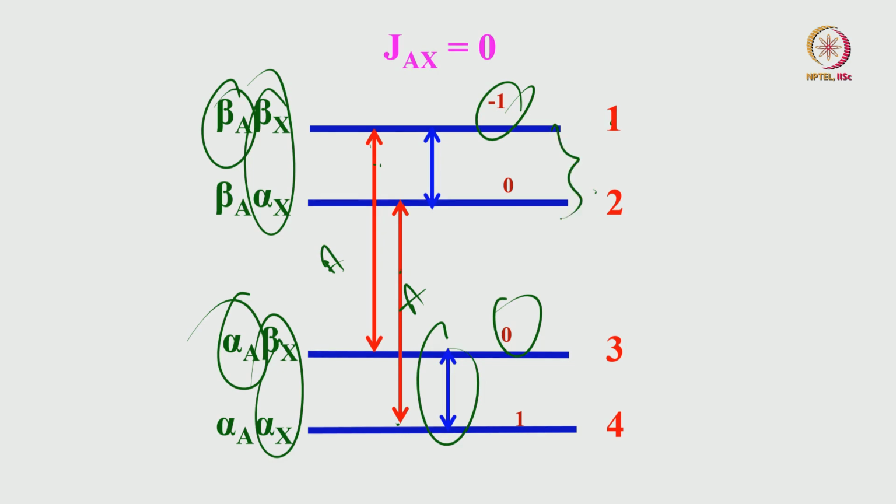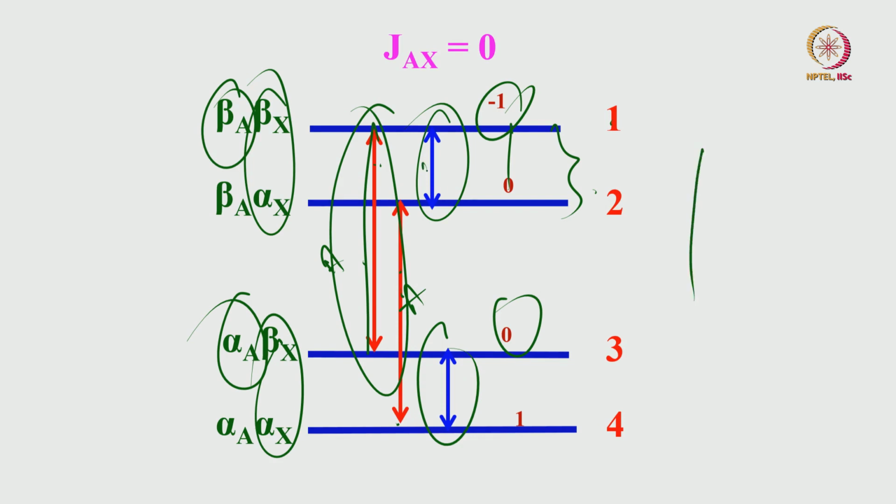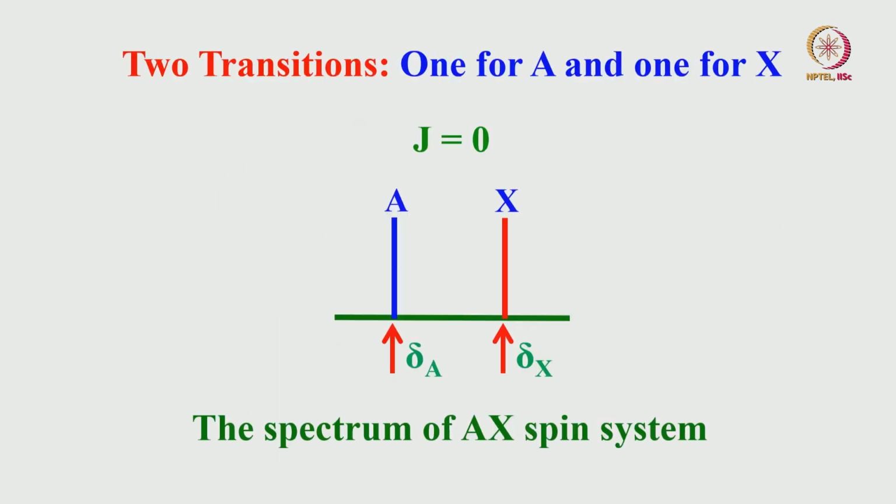Look at this energy separation. This is larger, this is smaller. That means this is a higher frequency, this is a lower frequency. But these two higher frequency peaks overlap and give us a single peak. These two will be identical frequency, overlap and give a single frequency. So that means that we will get two transitions, one for A and one for X.